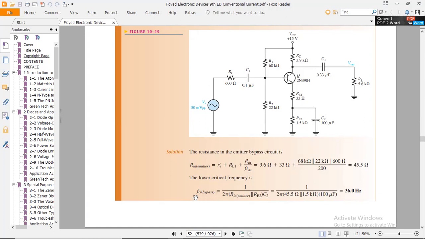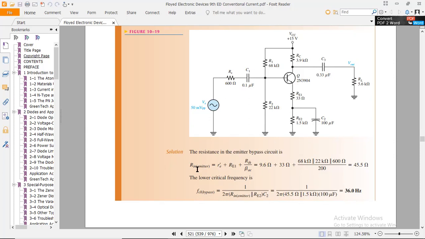So the critical frequency of bypass equals 1 upon 2 pi R in emitter parallel with RE2. Why RE2? Because all these resistors are solved by the voltage divider rule, in series with the internal junction resistance of the transistor, that is Re dash, and also in series with RE1. All these resistances are in series with each other, and at the end this is also in series with 1.5 kilo ohm. So we add the voltage divider, the internal junction resistance of the transistor, and the emitter 1 resistance in series in this way.